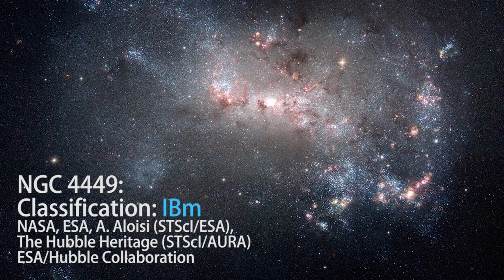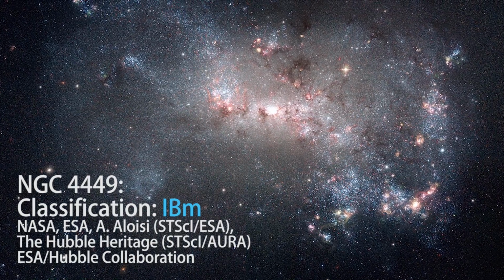The final and most annoying category, in my opinion, are the irregulars. These are galaxies where, by process of elimination, you can definitively say that they are not ellipticals, they are not spirals, and they are not lenticulars. These then get put into the irregular category.